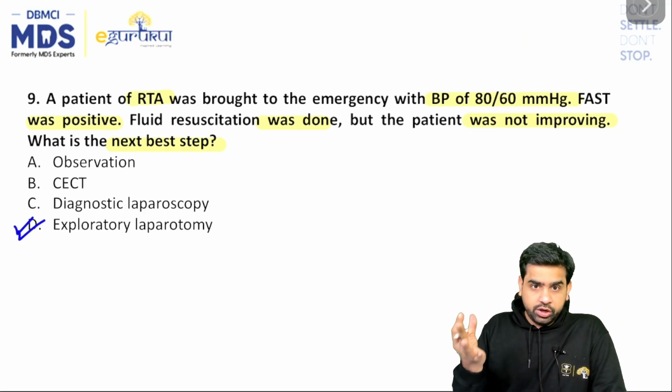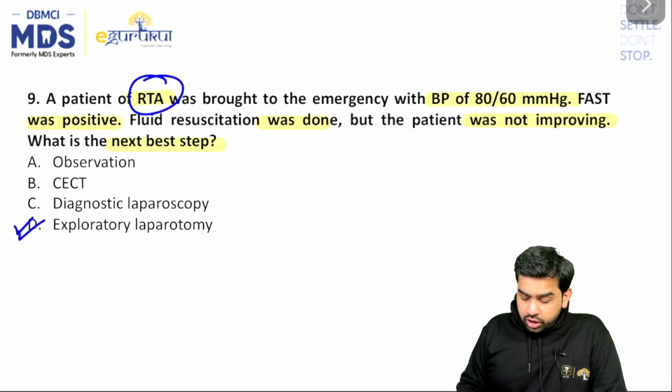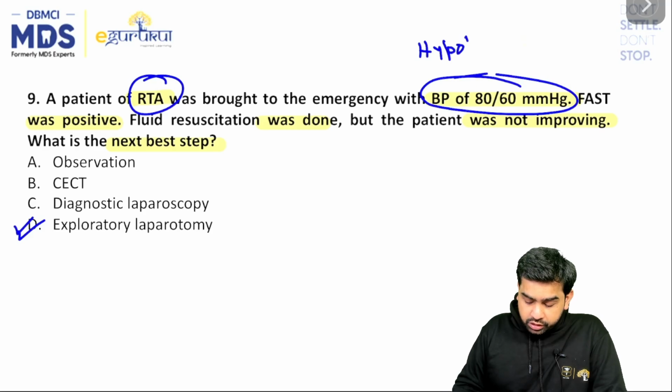So what do you need to understand about this? There was a road traffic accident, and the patient had a blood pressure of 80/60 millimeters of mercury. It means that the patient is hypotensive. That's fine.